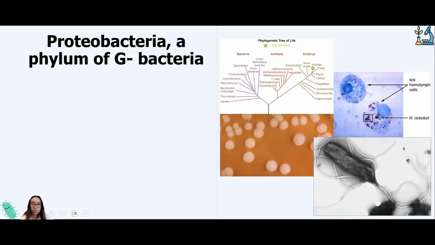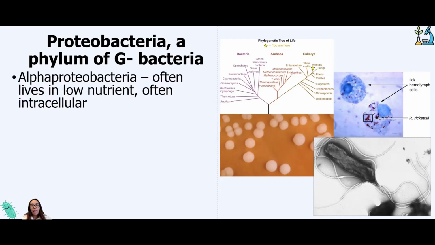So we're here in the tree of life. We're talking about the bacteria, and we're going to specifically talk about gram-negative bacteria. The proteobacteria are a phylum, so one main branch found in the bacteria group, and they are all going to be gram-negative bacteria. Gram-negative bacteria, remember, have a very distinct type of cell wall, and they have that outer membrane. We like to name the proteobacteria alpha, beta, gamma, so we're just using the Greek letters here.